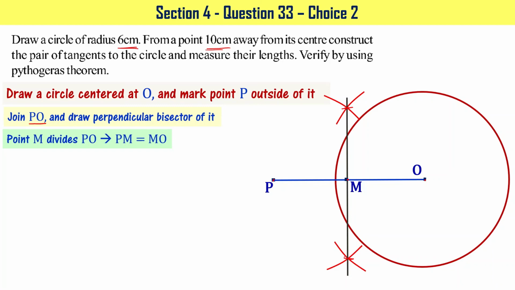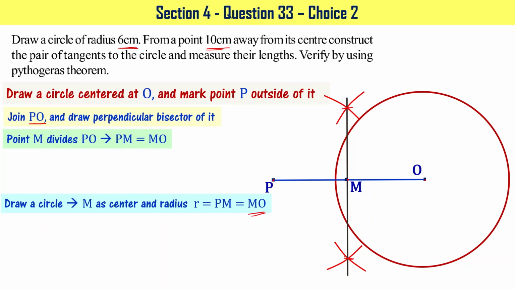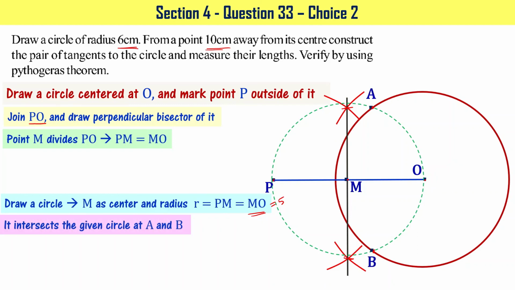The next step is to draw a circle keeping M as the center and radius R as PM or MO. It means in this particular case, it is going to be 5 centimeters. Let's draw that circle. As you see here, this circle has intersected the original circle at two points. This is one point, this is another point. Let's name those points A and B. Let me draw line AP and line PB.